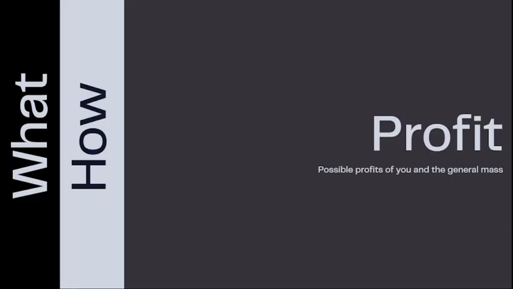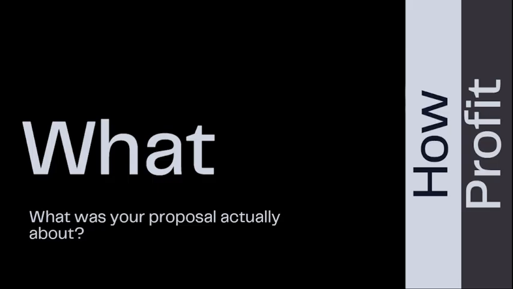For part 1, what was your proposal about. On this slide, you explain the core idea of your research. Keep it short, one or two sentences. Tell the audience what issue or problem you studied, why it is important, and what your research aims to discover. Remember, clarity is more important than complex words.